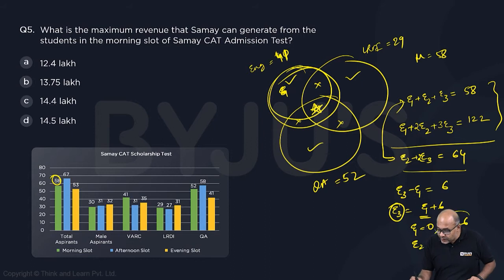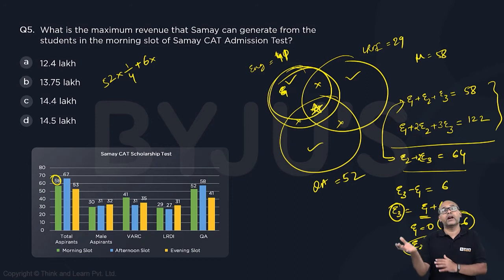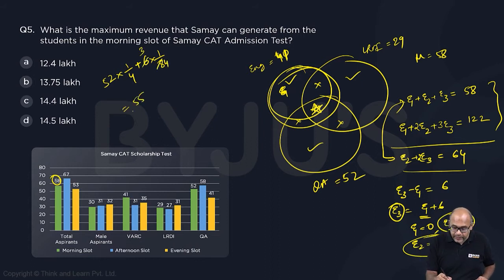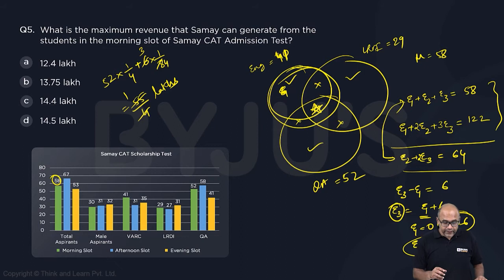Now, these 6 will get the scholarship, these 52 will not. So the amount they'll collect is 52 into 25,000. 25,000 is 1/4 of a lakh. Plus the 6 people, where 1/4 is the actual fee but they get another 50% discount, so they'll pay only 1/8 of a lakh. So this is 55 by 4 lakhs. How much is 55 by 4? 4 ones are 4, 5, 6, 25.